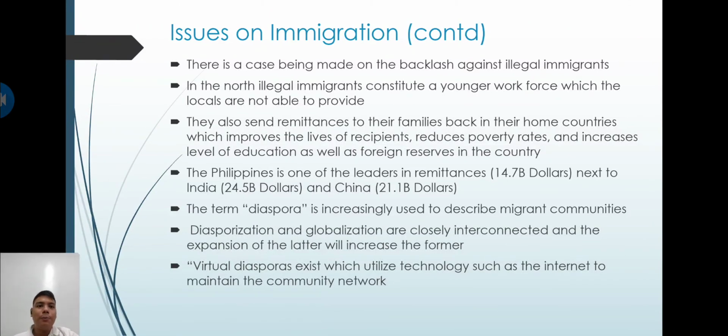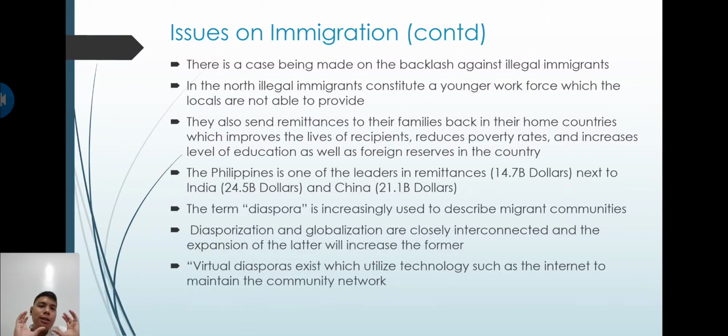An example is the Philippines, which is one of the leaders in remittances. We are only next to India and China. India being 24.5 billion, China being 21.1 billion dollars. So imagine those are billions of dollars getting back to the home country via remittances.